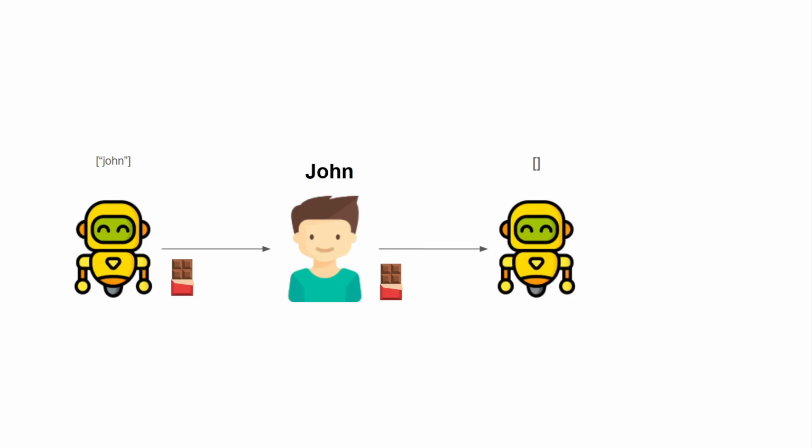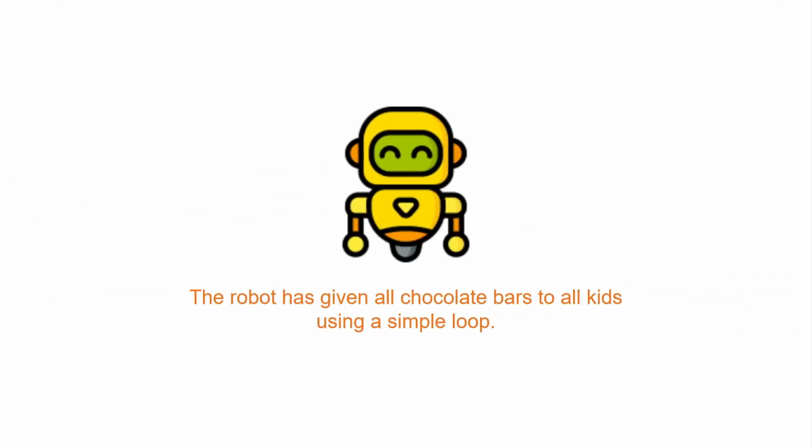Now we only have John. He is the first and the last in the list, so we give him his chocolate bar. Now, how many do we have? We have nobody. 0 is not greater than 0, because we have 0 children. The condition has been broken, so we don't loop anymore. The robot has given all chocolate bars to all kids using a simple loop. This is called a list-based loop. I gave it this name.